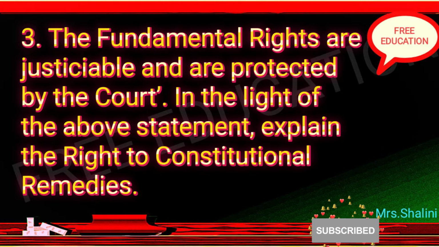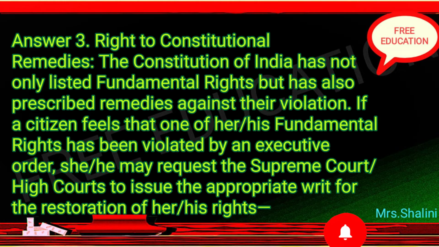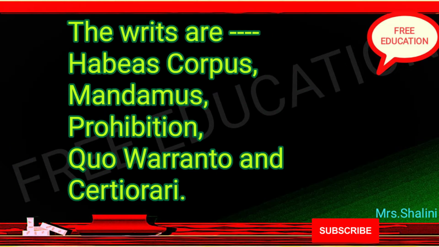In the light of the above statement, explain the right to constitutional remedies. Answer 3. Right to constitutional remedies. The Constitution of India has not only listed fundamental rights but has also prescribed remedies against their violation. If a citizen feels that one of his fundamental rights has been violated by an executive order, he may request the Supreme Court or High Courts to issue the appropriate writ for the restoration of his rights. The writs are habeas corpus, mandamus, prohibition, quo warranto and certiorari.